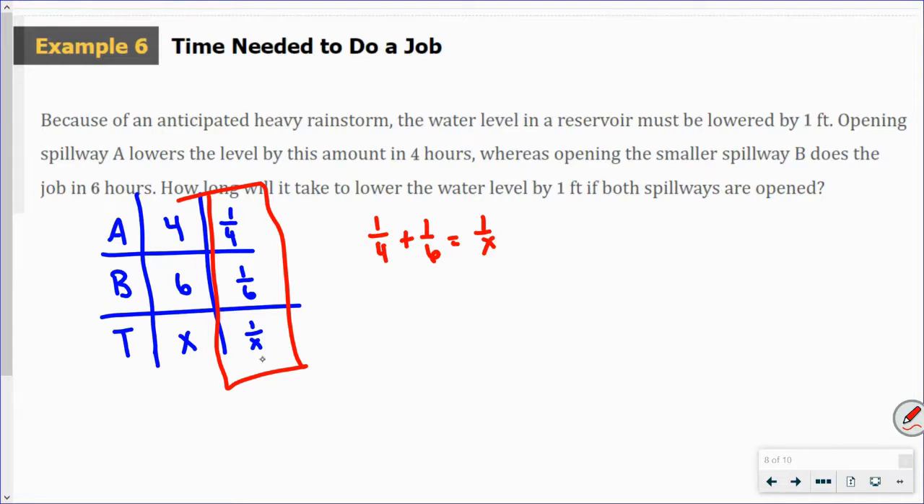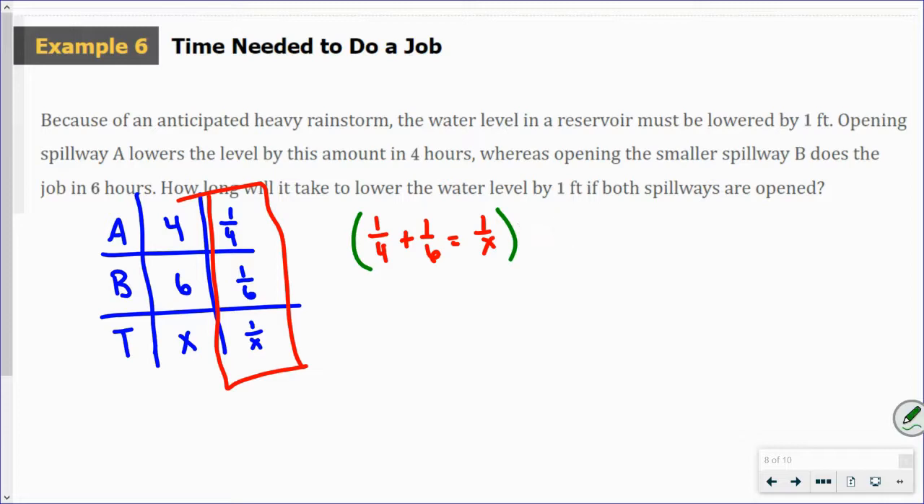We're still solving for x to get our time together, but you can't just add these and divide by how much is there. It's not that easy. You have to look at the unit rate. Okay, so the easiest way here is to get rid of these fractions. So we're going to multiply by 12x. That's my common denominator here.